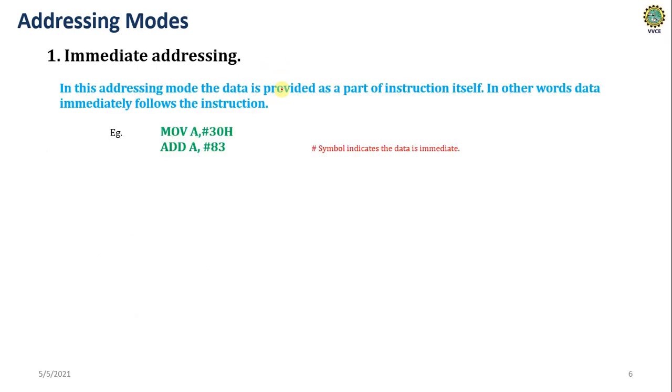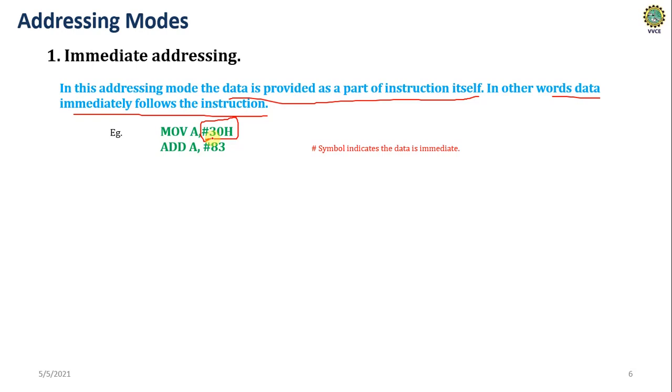Okay, so immediate addressing mode. In this addressing mode, the data is provided as a part of the instruction itself. That means the source field itself is part of the instruction. In other words, data will immediately follow the instruction. So that means the source is the immediate value. The source that we're going to write is the immediate value.